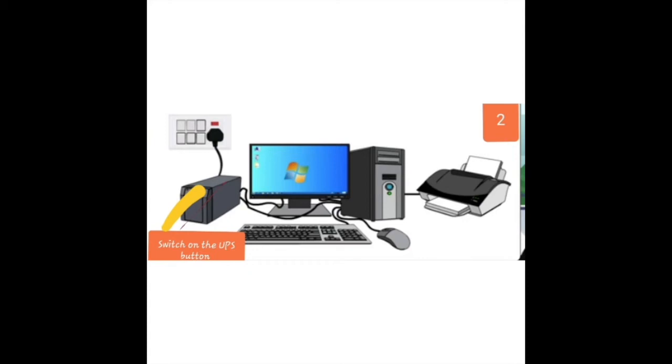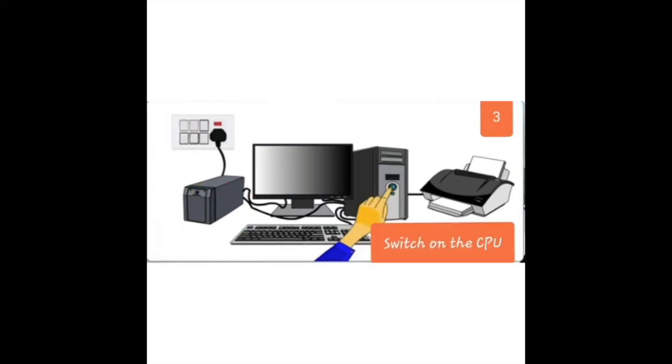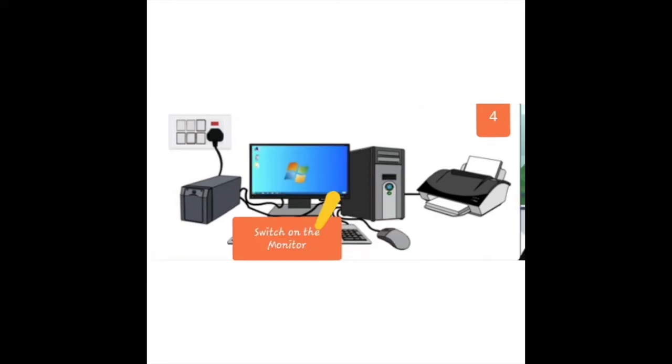On the third point, we need to switch on the CPU button. We all know that the CPU, the central processing unit, is the brain of the computer. So thirdly, it is our duty to put on the CPU. The fourth point is to put on the monitor or the screen. There is a button at the bottom of the monitor. We need to put it on so that we can see our computer working.